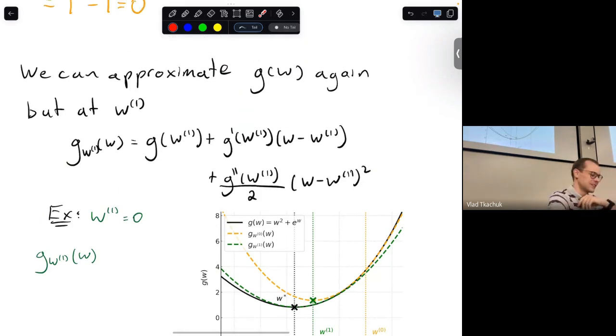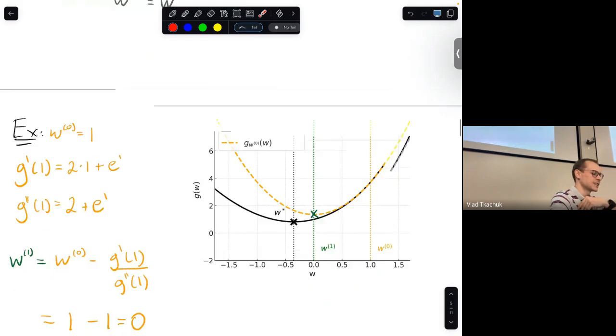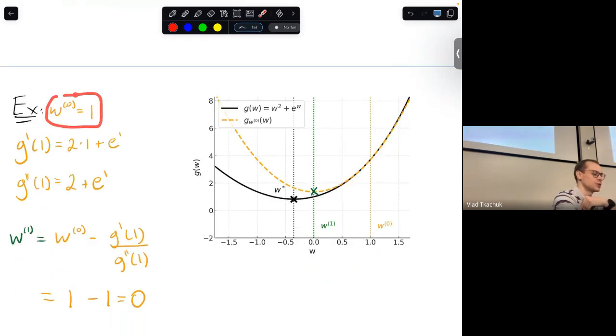So this W1 was based on the fact that we started with the original point W0. If I change W0 to say 10, then I would be approximating all the way down there somewhere. And then my W1 would be different, and my W2 would be different, and so on. So really, there's the starting point where you have to make an original guess, which is where you're starting your approximation from. And then from there, you move closer and closer to the true minimum.